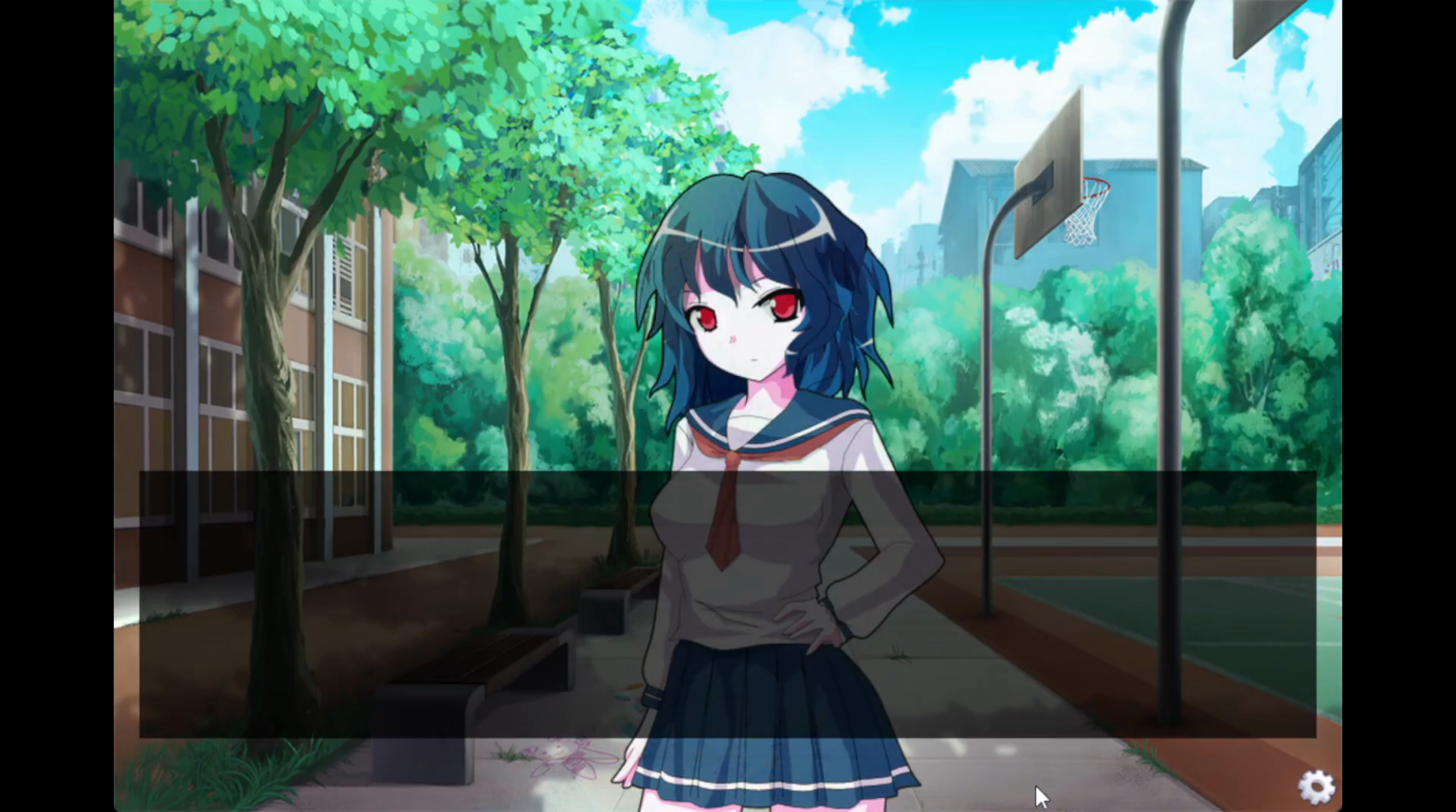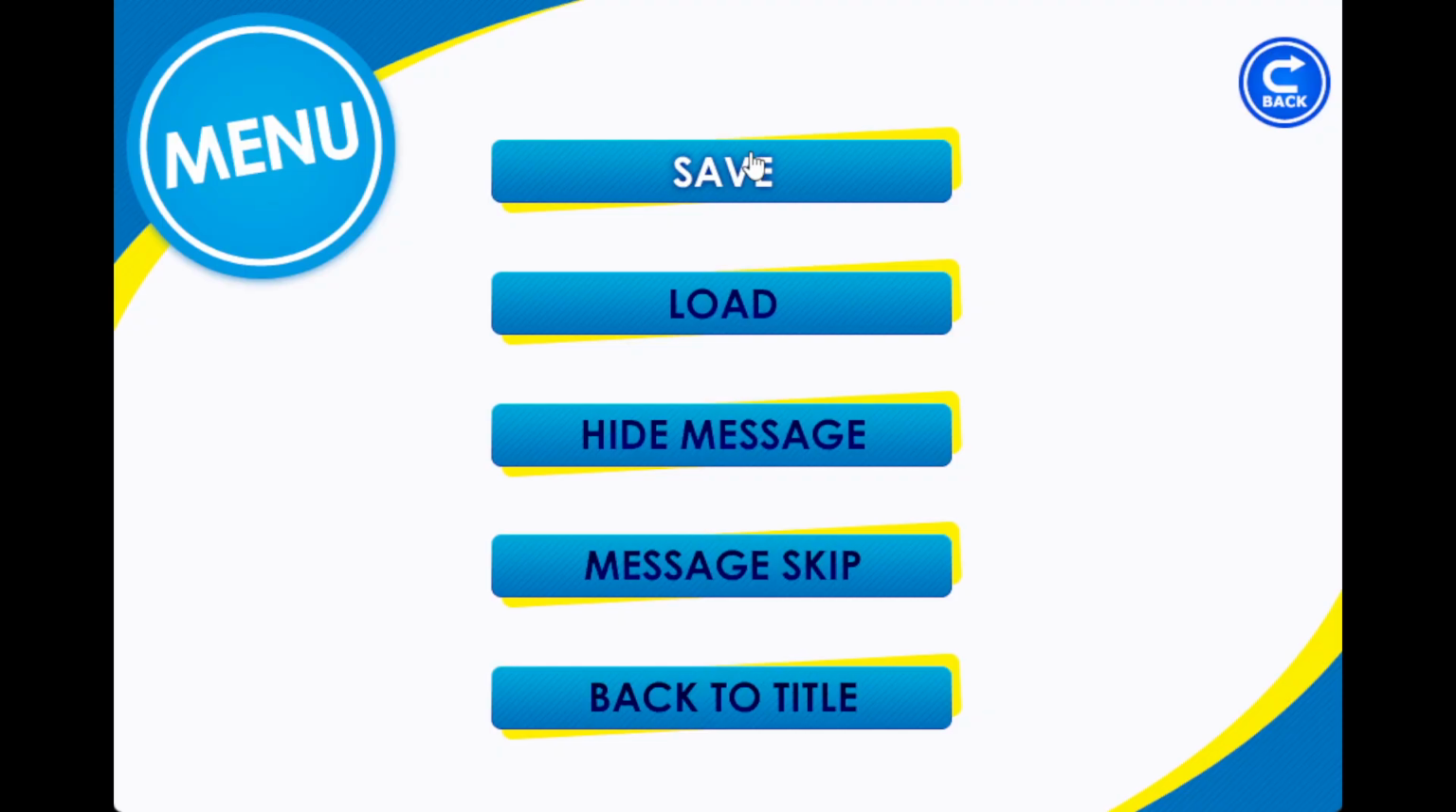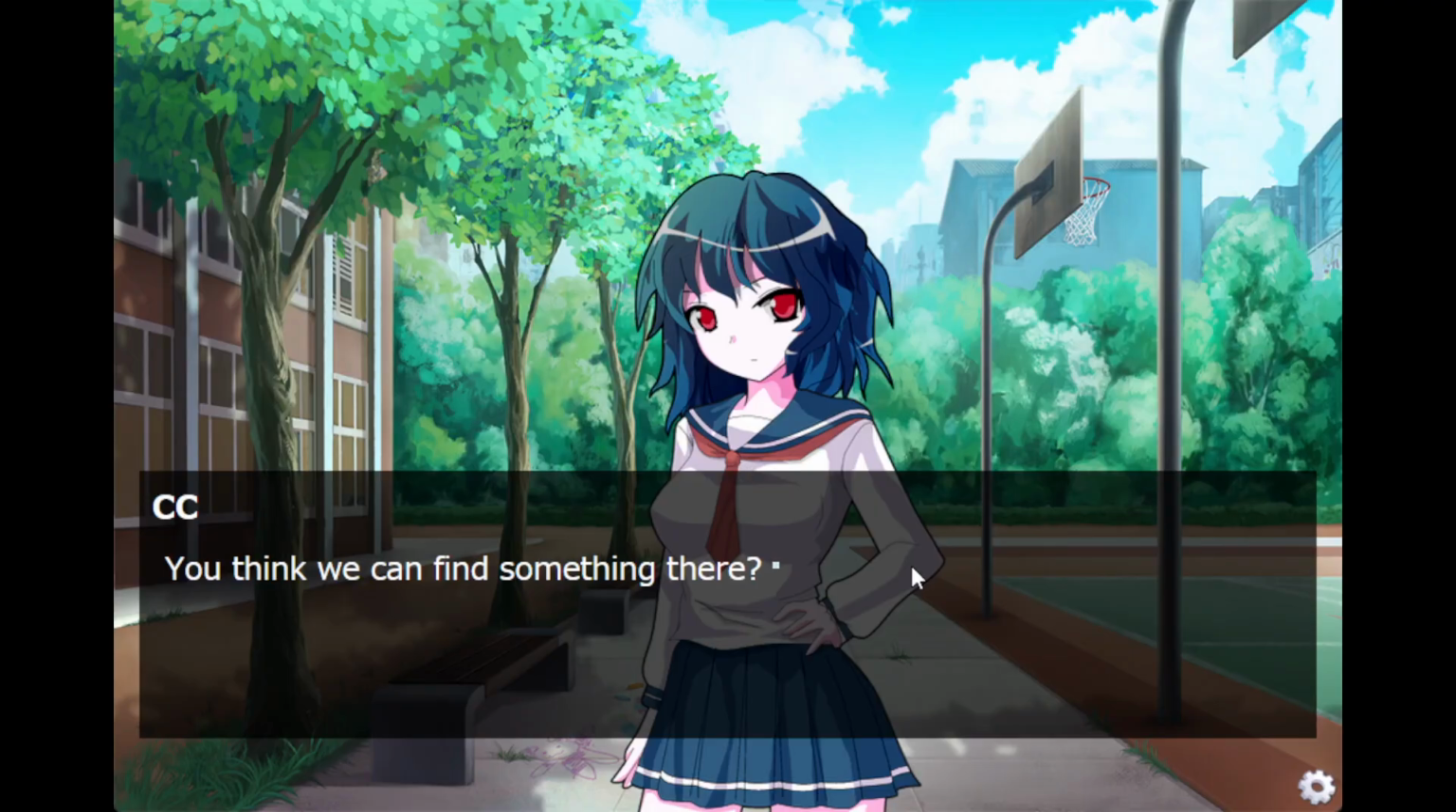Roof again. Oh wait, I should have saved. Can I go back? I can't. Okay, oops.